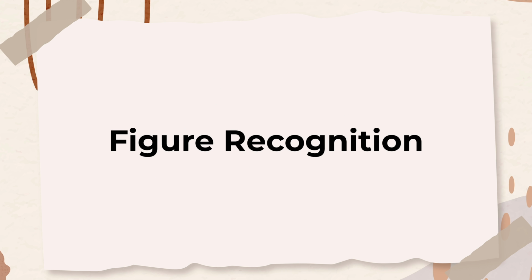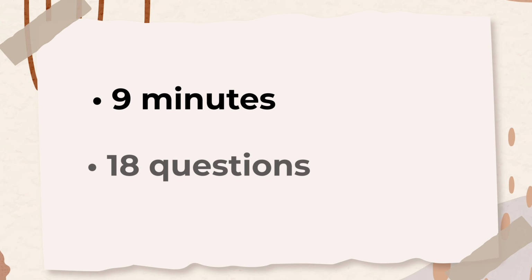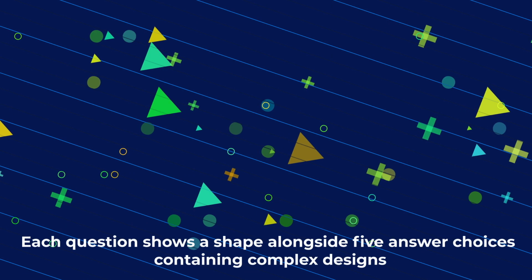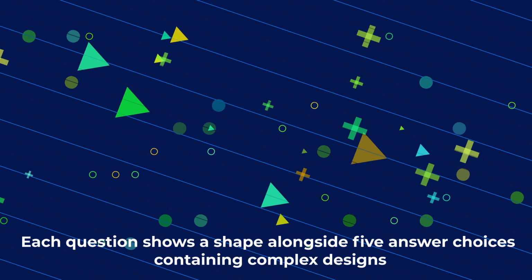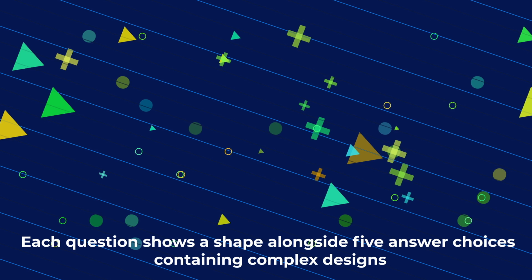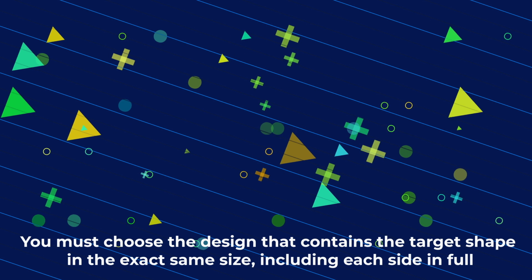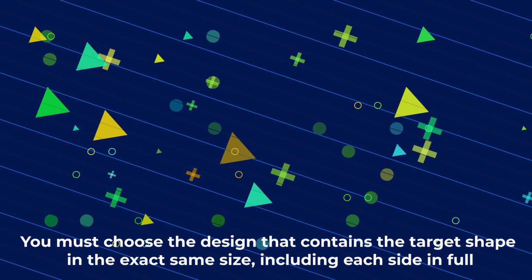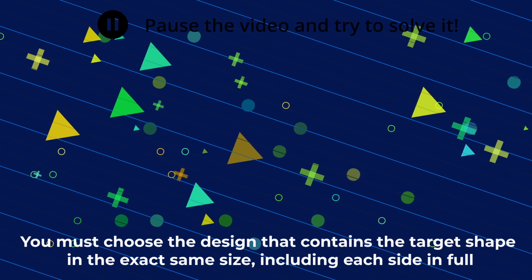And now is the time for the last section of the test, which is called figure recognition. You'll have 9 minutes to solve 18 questions. Each question shows a shape alongside 5 answer choices containing complex designs. You must choose the design that contains the target shape in the exact same size, including each side in full.